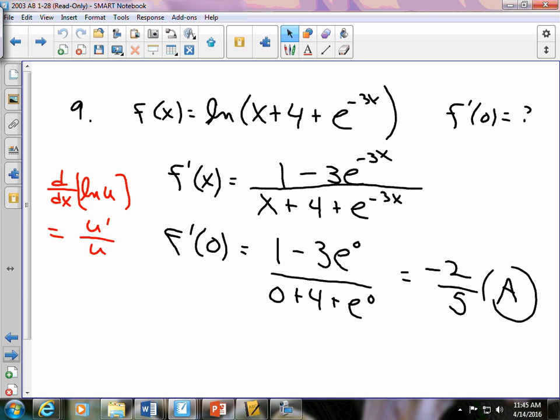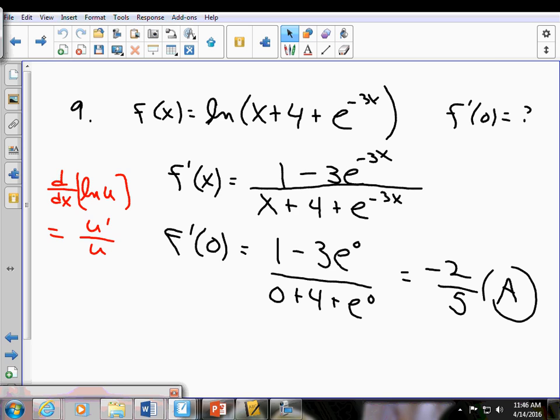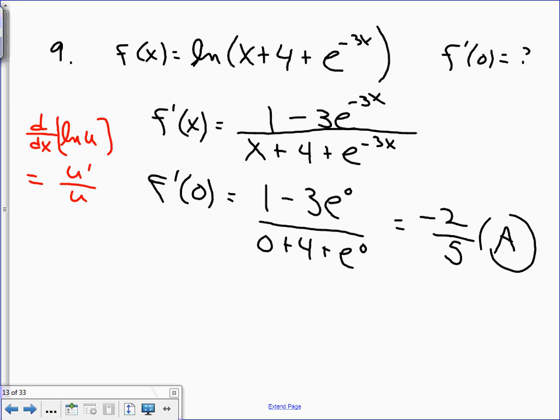Okay, number 9. So they asked you for the derivative at 0. So you have to know that the derivative of the ln of u is u prime over u. So first you always write the derivative, write the rule, then you plug in the number. So check if you got the u prime right. U prime would be 1, because the derivative of x is 1, and the derivative of e to the negative 3x is e to the negative 3x times negative 3.